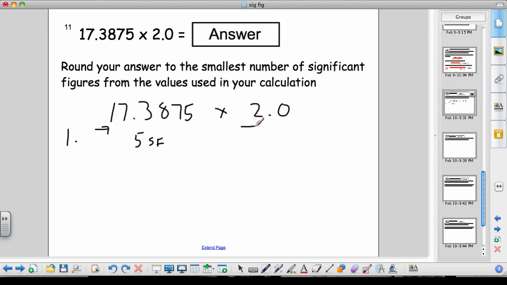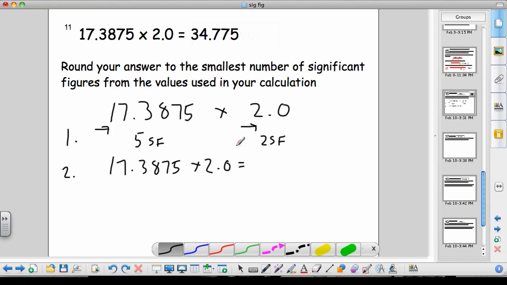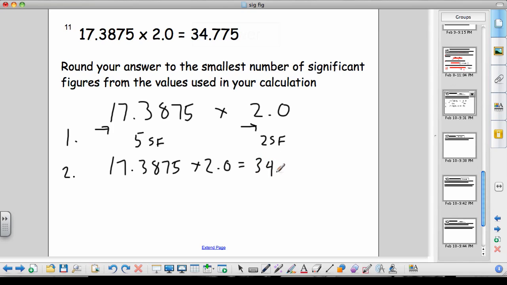Going to my second number here, this one also has a decimal, so I'm going to come across the left side. The 2.0 has 2 sig figs. So that's step number one, just figuring out how many sig figs each value is going to contribute. Step number two, do the math. 17.3875 times 2.0. I'm going to punch this into the calculator. When I do that, my answer is just revealed up there. My answer was 34.775. No tricky parts, just do the math.